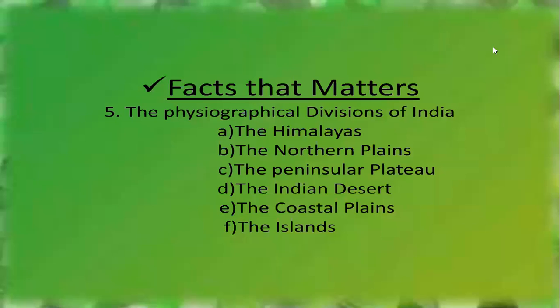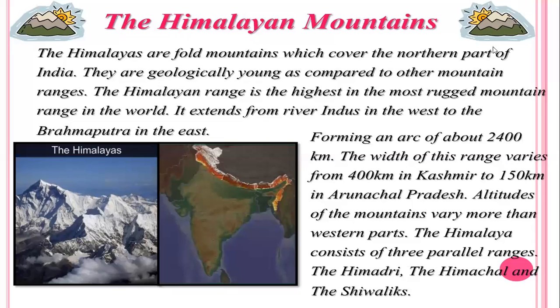The physiographical divisions of India are the Himalayas, the northern plains, the peninsular plateau, the Indian desert, the coastal plains, and the islands. The Himalayan mountains are fold mountains which cover the northern part of India. They're geologically young compared to other mountain ranges. The Himalayan range is the highest and the most rugged mountain range in the world.